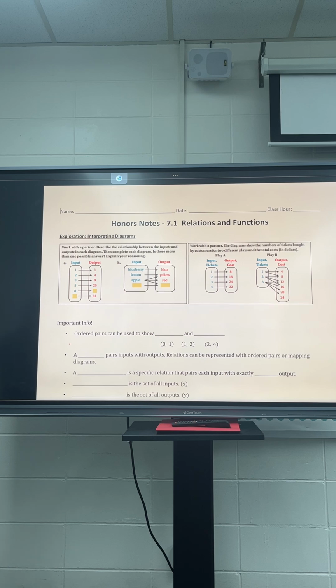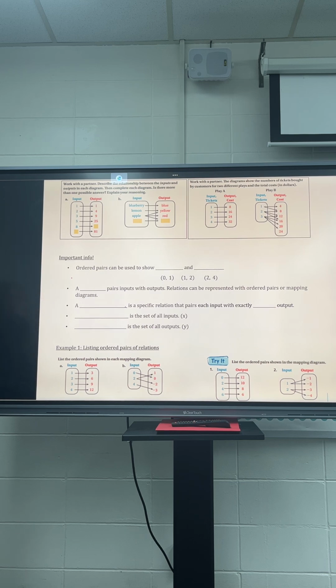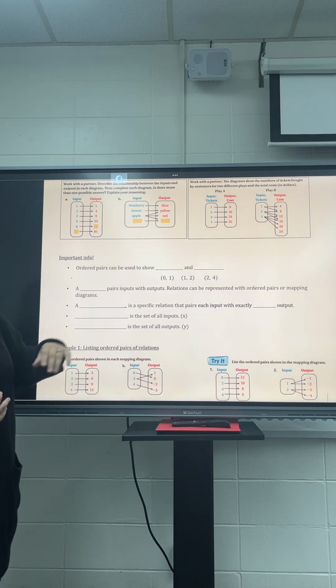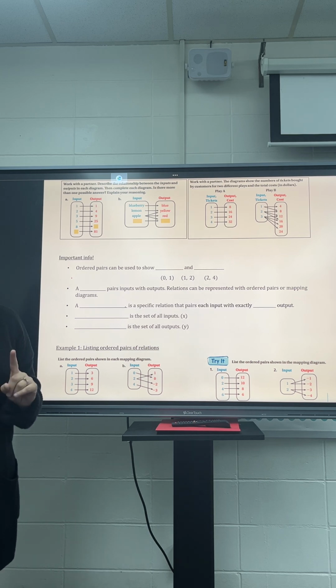So take a look right now at 7.1, relations and functions. We just recently started talking about relations and functions. So we're talking about ordered pairs, showing us some inputs and outputs. You should have this in your notes: a relation pairs inputs and outputs. It doesn't matter how many there are, it's just a set of inputs and outputs. But a function is a specific kind of relation that pairs each input with exactly one output.